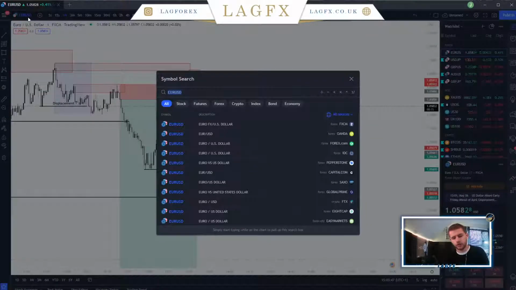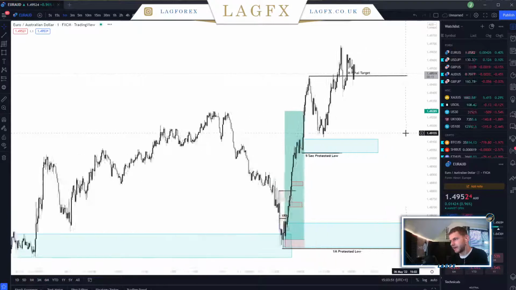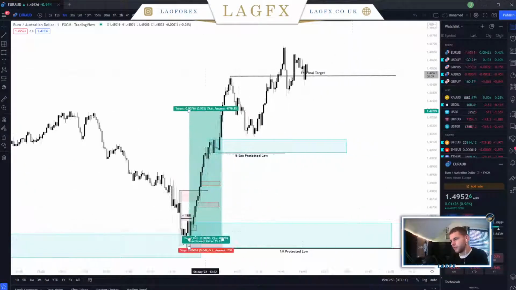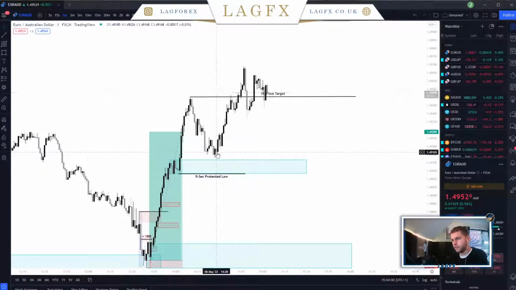We can do one final update on the Euro to the Australian dollar, which is a market somebody asked us to analyze when we were looking at an opportunity that we managed to capitalize on, a 15 to 1 there. And we were looking for further things. Unfortunately, price never quite tapped this demand zone before making its move higher, but that is just what happens.